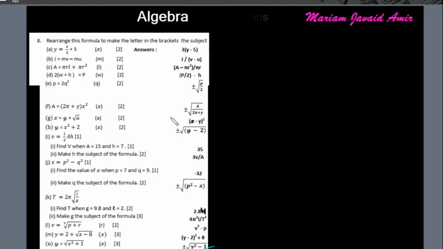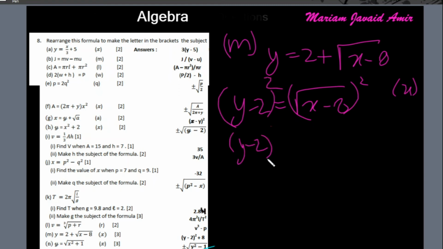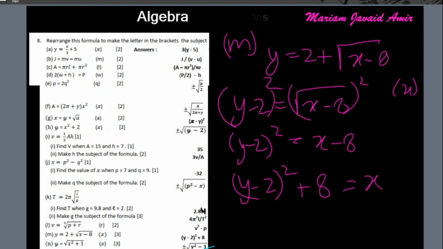Okay, next up is part M, which is y equals 2 plus under root x minus 8, and we have to make x the subject. So first take 2 to the other side, then get rid of the under root by taking square on both sides, so y minus 2 whole square equals x minus 8. Next bring 8 to the other side, so 8 gets added, so equals x. So this is the answer for part M.